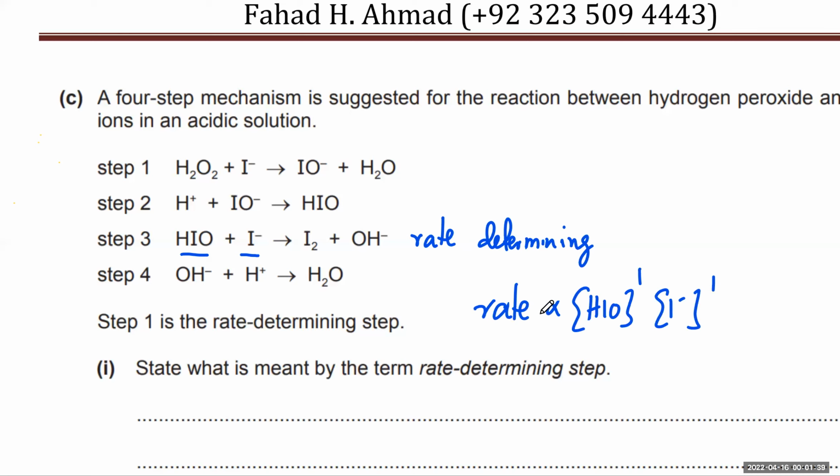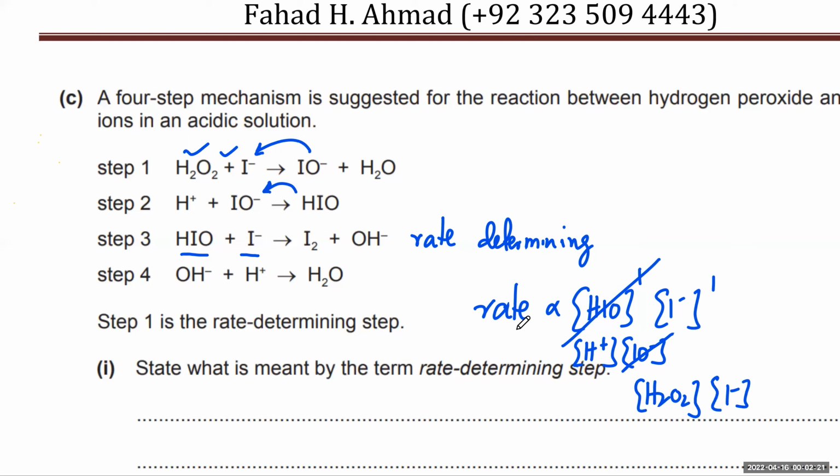But when I say rate depends on HIO, HIO itself depended on other things, right? It depended on H plus 1 and IO minus 1, because HIO was formed when H plus 1 and IO minus 1 reacted. So I'm going to cut off HIO and replace it with H plus 1 and IO minus 1. Then, when I say rate depends on IO minus 1, I figured out that IO minus 1 itself is dependent on these two things. So I'm going to remove that and replace it with H2O2 and IO minus 1. When I total this up, it depends on H2O2, order 1. IO minus 1 would be order 2, since it appears twice, so it becomes squared. And H plus 1 would be order 1.